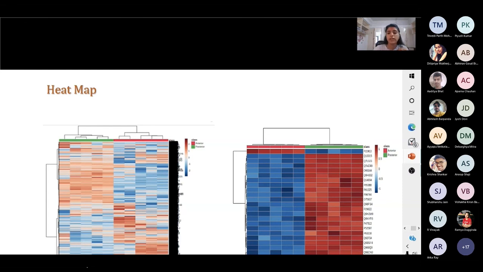Again, a heat map was generated in which the top 25 proteins were plotted against each other, and it shows that the majority of the proteins were low expressed in the posterior pituitary compared to the anterior pituitary.